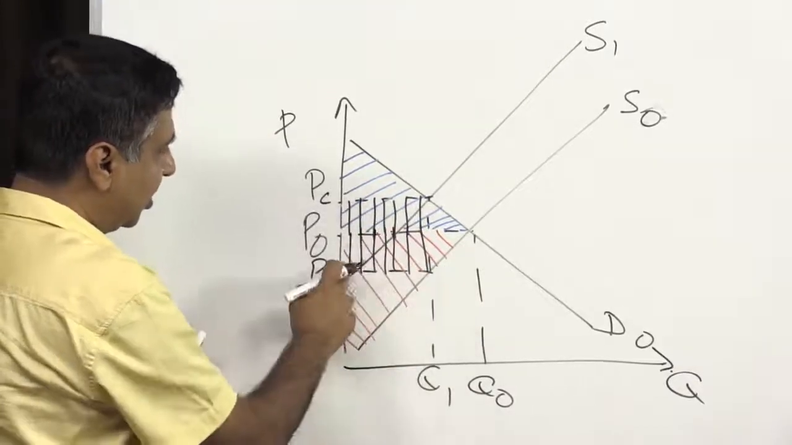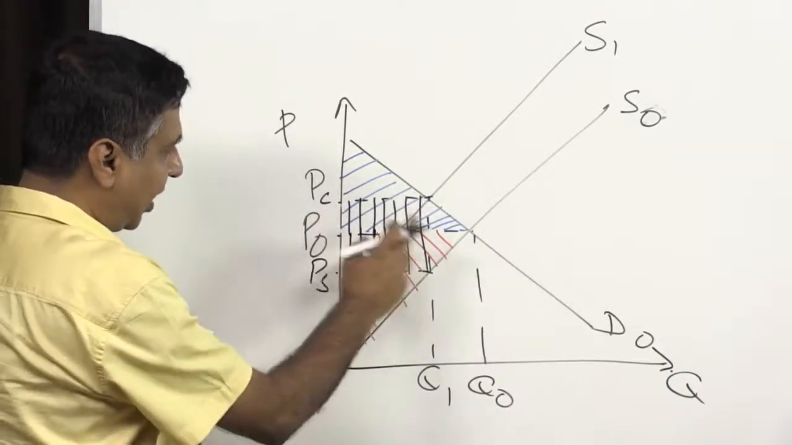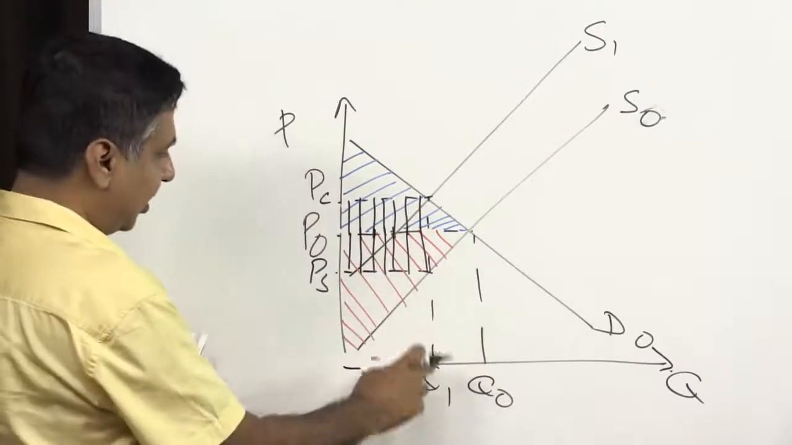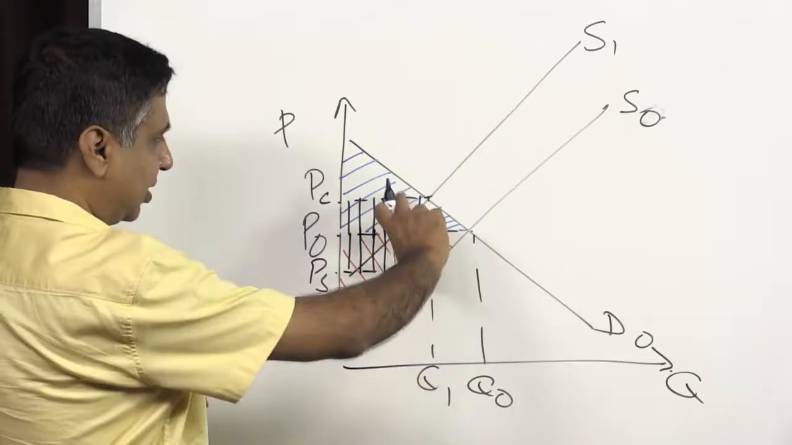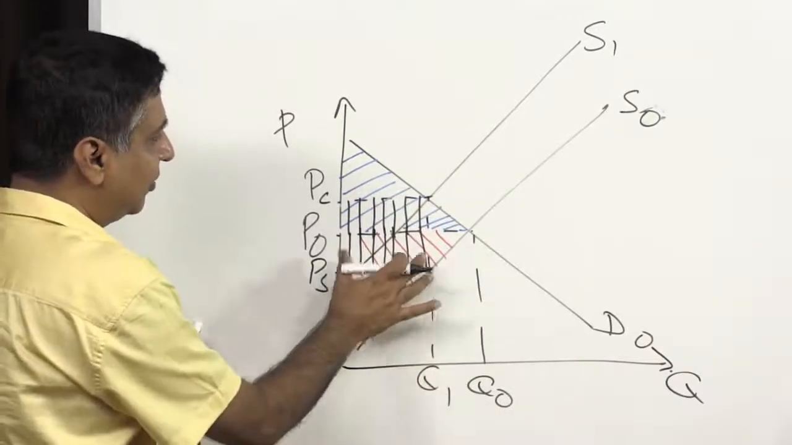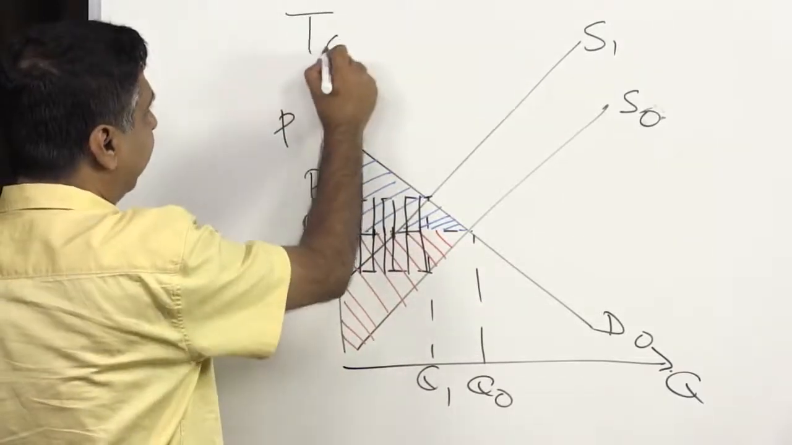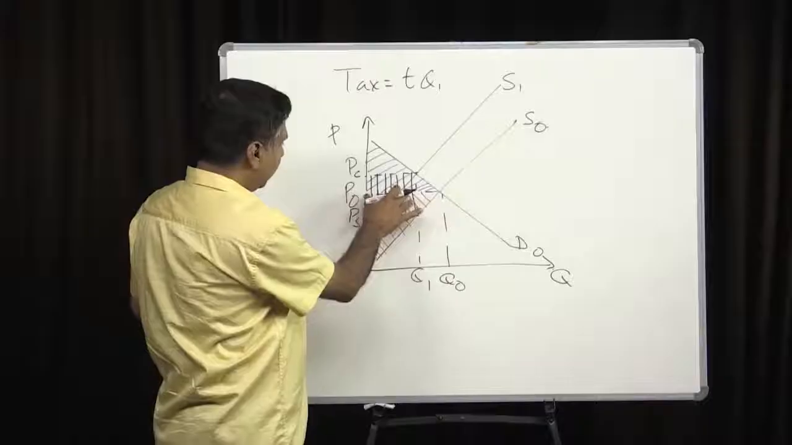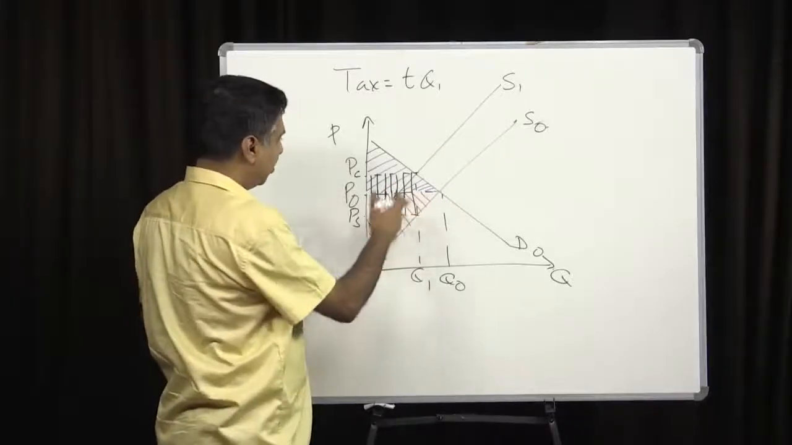So, this big rectangle is actually the tax which is collected by the government. This is Q, this much is T. So, T times Q1 will give you the tax. So, you might say, so what?